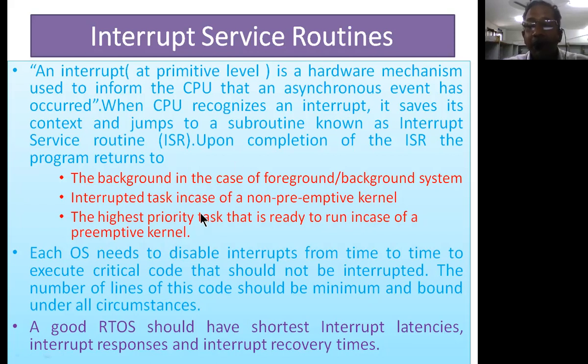Now in a real-time operating system, apart from that, other operations are also going to get performed because of the preemption concept. So the background returns to the background in the case of foreground-background systems. It returns to the background system in case it is called from the foreground system. That is something like front panel, back end, front end. So it comes to the back end when the function is called from the front end. Then the interrupted task, in the case of a non-preemptive kernel: who has interrupted this particular call? The control goes to that interrupted call in the case of non-preemptive kernels.